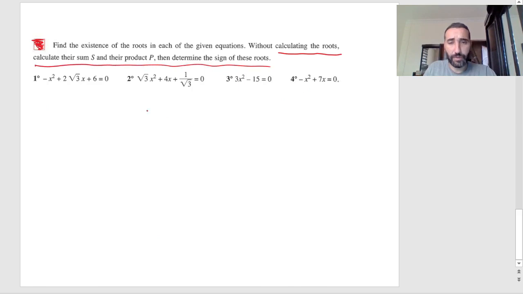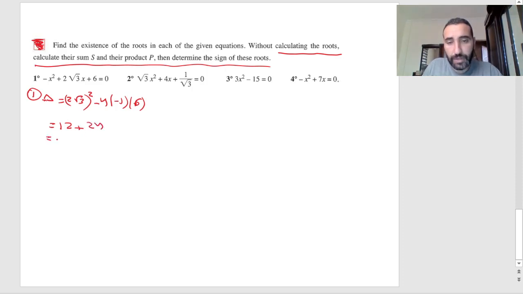Okay, let's go, number 1. Let's find delta equals b squared, so 2 radical 3 squared minus 4 times a times c. So what do we get? 2 radical 3 squared is 4 times 3, which is 12, plus 4 times 6, which is 24, so it comes out 36, positive. So delta is positive.